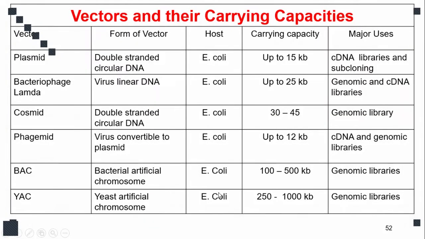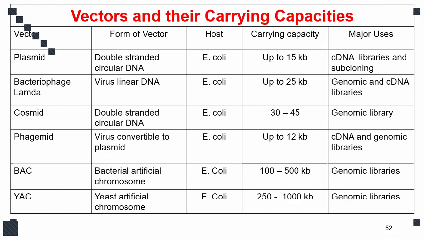Now, this table gives you general characteristics. You have your vector, from plasmid down to YAC, the artificial chromosome. You have the host where you can clone them. You then have the carrying capacity, how much DNA they can carry. For instance, a plasmid can carry up to 15 kb. If you have a 32 kb fragment, a plasmid cannot do that job, so you need to look for the appropriate vector. In this instance, your 32 kb fragment will be appropriately carried by a cosmid.